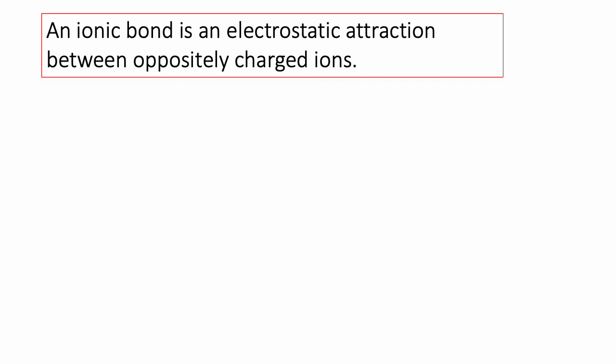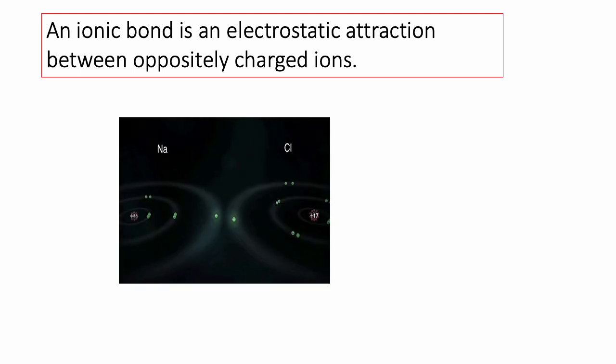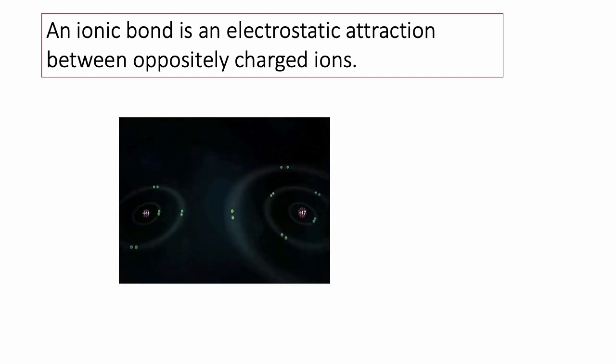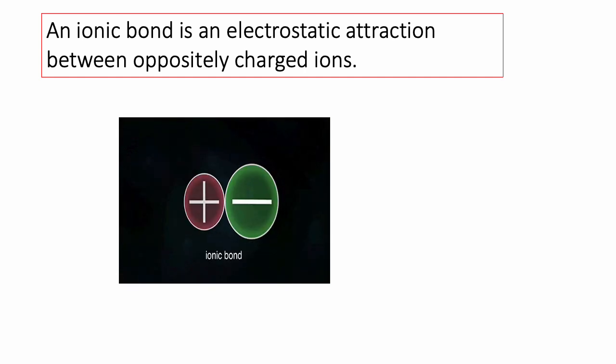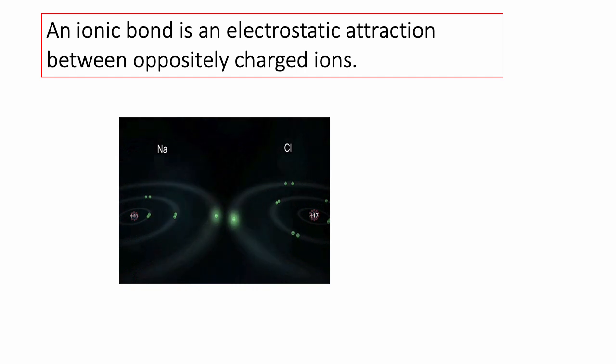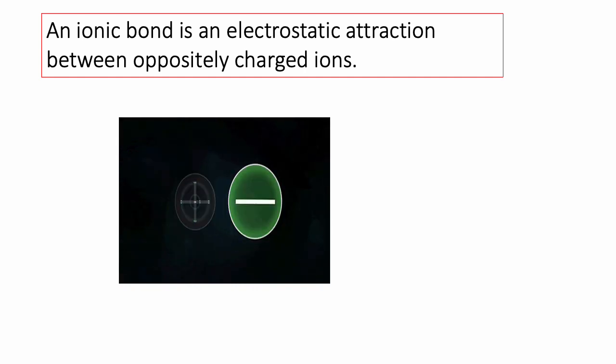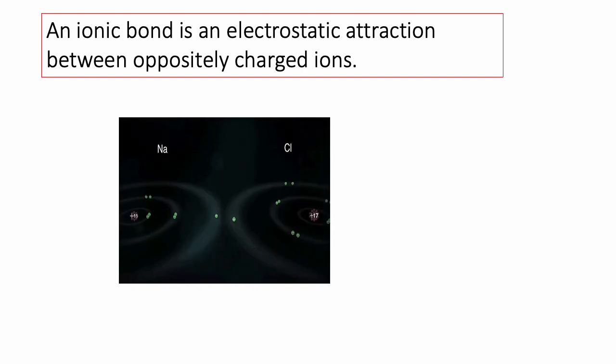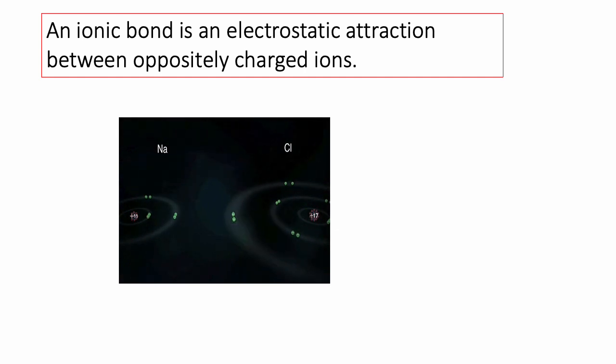Now, an ionic bond is an electrostatic attraction, simply attraction, between oppositely charged ions. Here sodium is positive and chlorine is negative. That attraction between the opposite charged ions, we call that ionic bond.